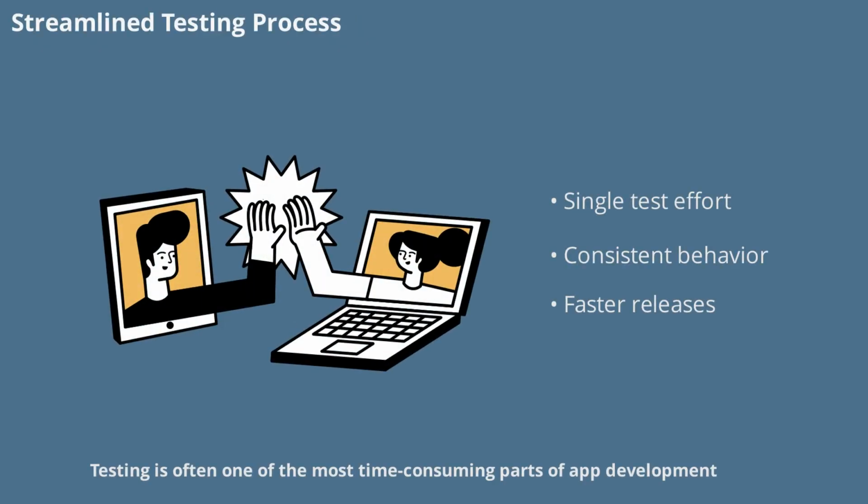Testing is often one of the most time-consuming parts of app development. With a shared codebase, you only need to test your business logic once, ensuring that both Android and iOS apps behave the same way. This reduces the risk of platform-specific bugs and speeds up your release cycle.